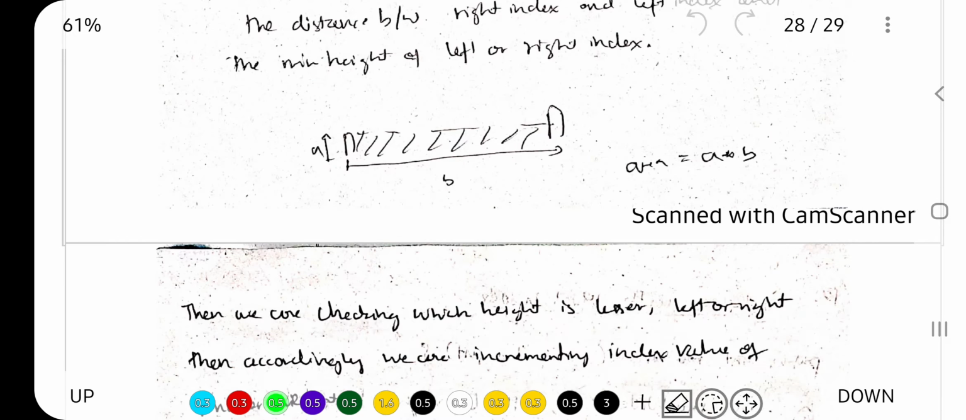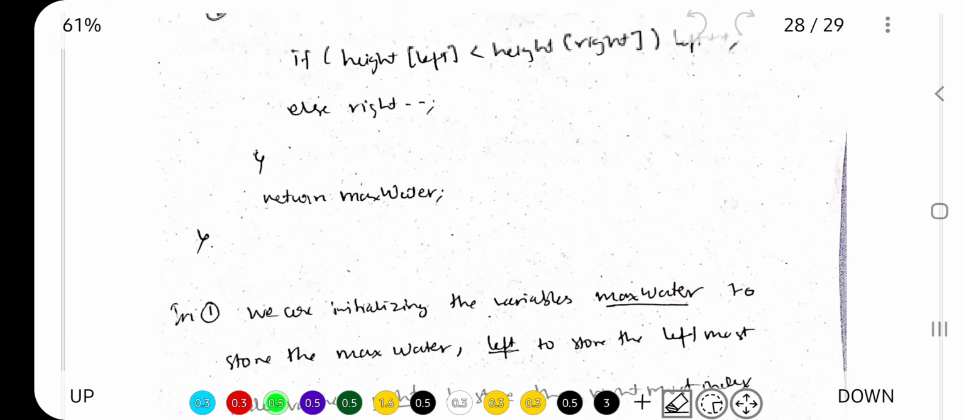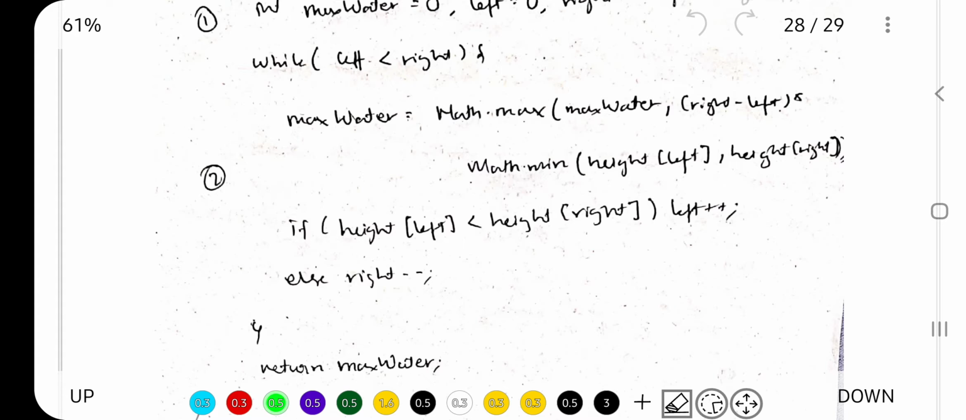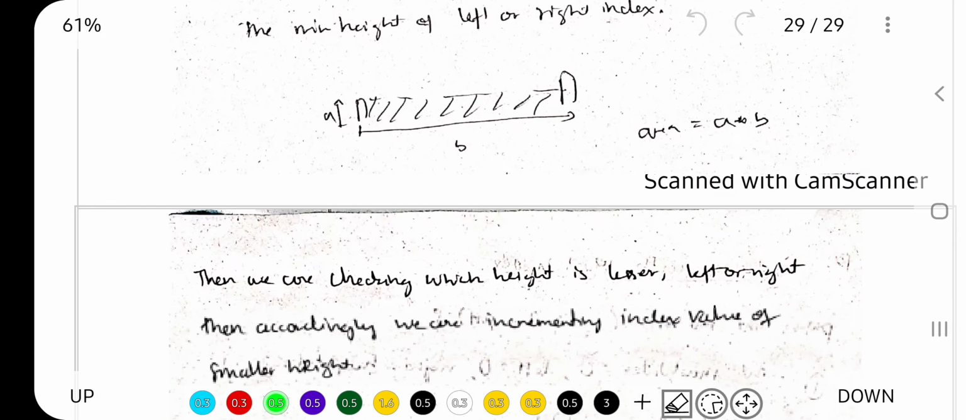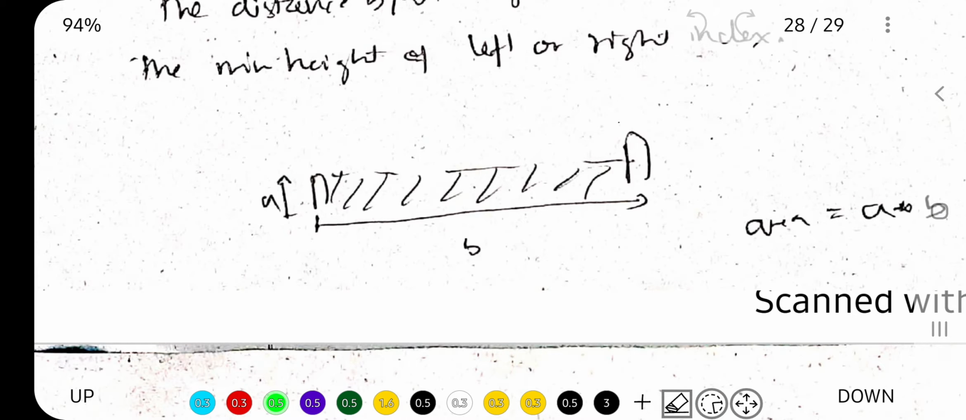Right minus left means, if this is the right index and this is the left index, what is the distance between these that we are calculating. And among that, we are multiplying that with Math.min of height[left], height[right], which means we are choosing the minimum height among this one and this one, because that's what the maximum capacity of water will be, right?